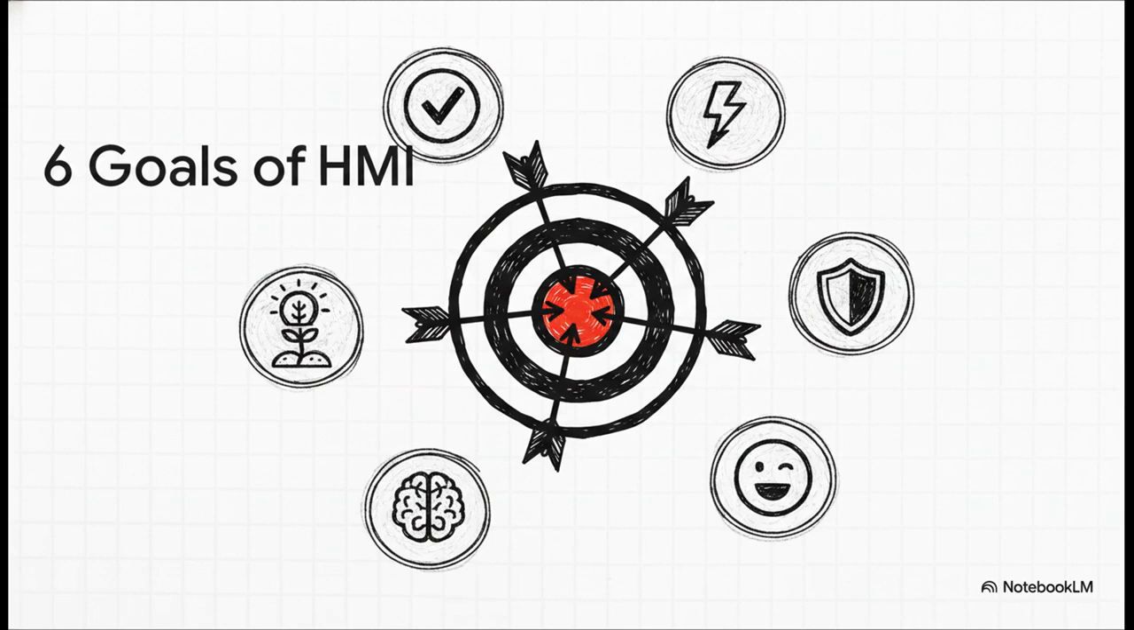First, effectiveness. Can the user actually complete their intended task accurately? Second, efficiency. Can they do it quickly and with minimal physical or mental effort? Third, safety. The system absolutely must prevent dangerous or irreversible actions. Fourth, learnability. How easily can a complete novice just pick it up? Fifth, memorability. If you don't use the system for, say, a month, do you have to relearn the whole thing? And finally, user satisfaction. Is the interaction actually comfortable and pleasant? A truly successful HMI hits every single one of these targets.